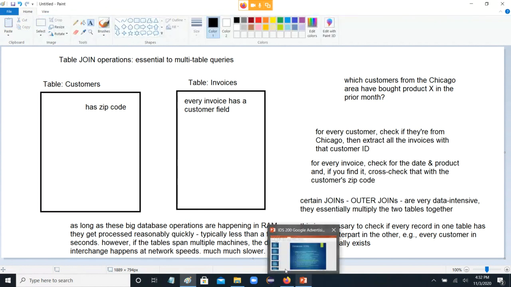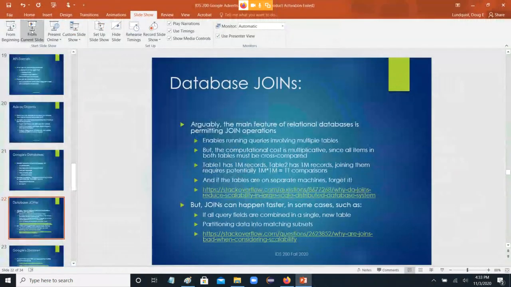There have been businesses doing this on their own hardware, and when they switch to some cloud-based database system, queries that might have literally taken a week are now being done in a fraction of a minute, just because they have more capacity, they can process the data smarter. Okay, so that's what there is to know about database joins.